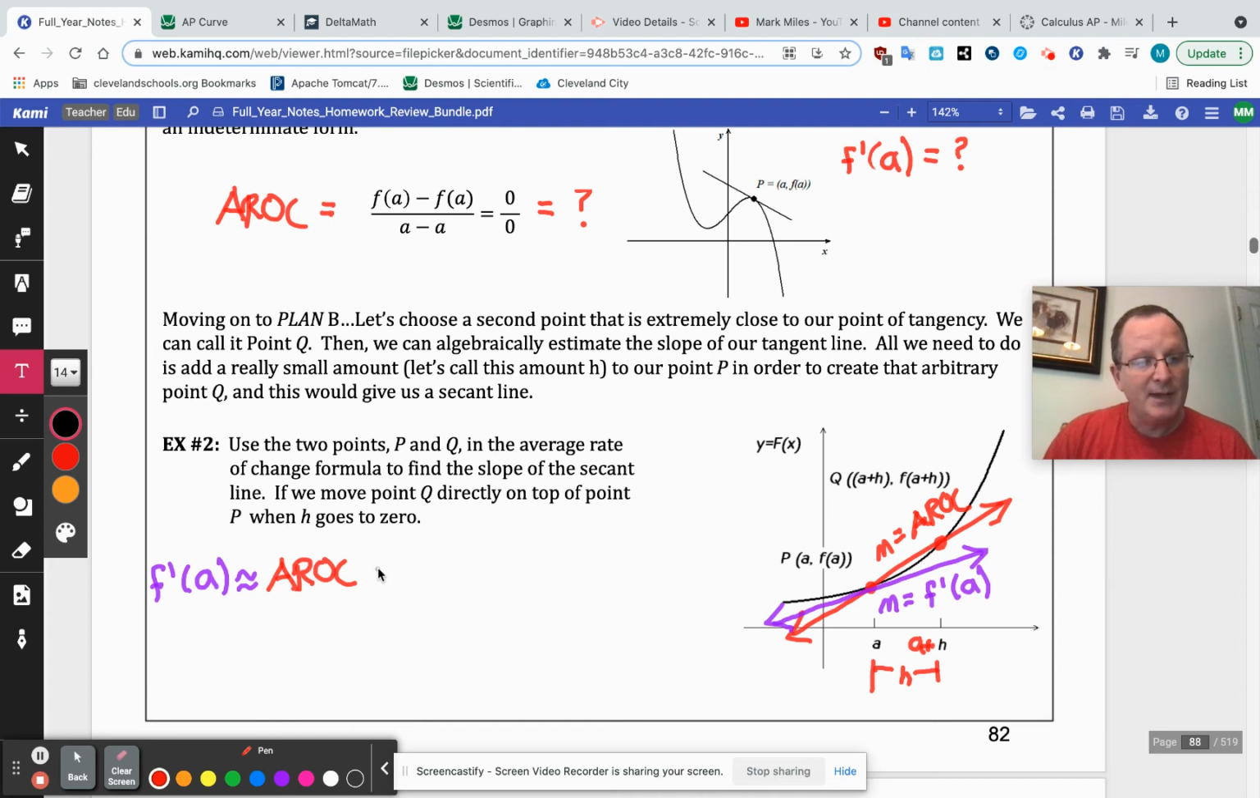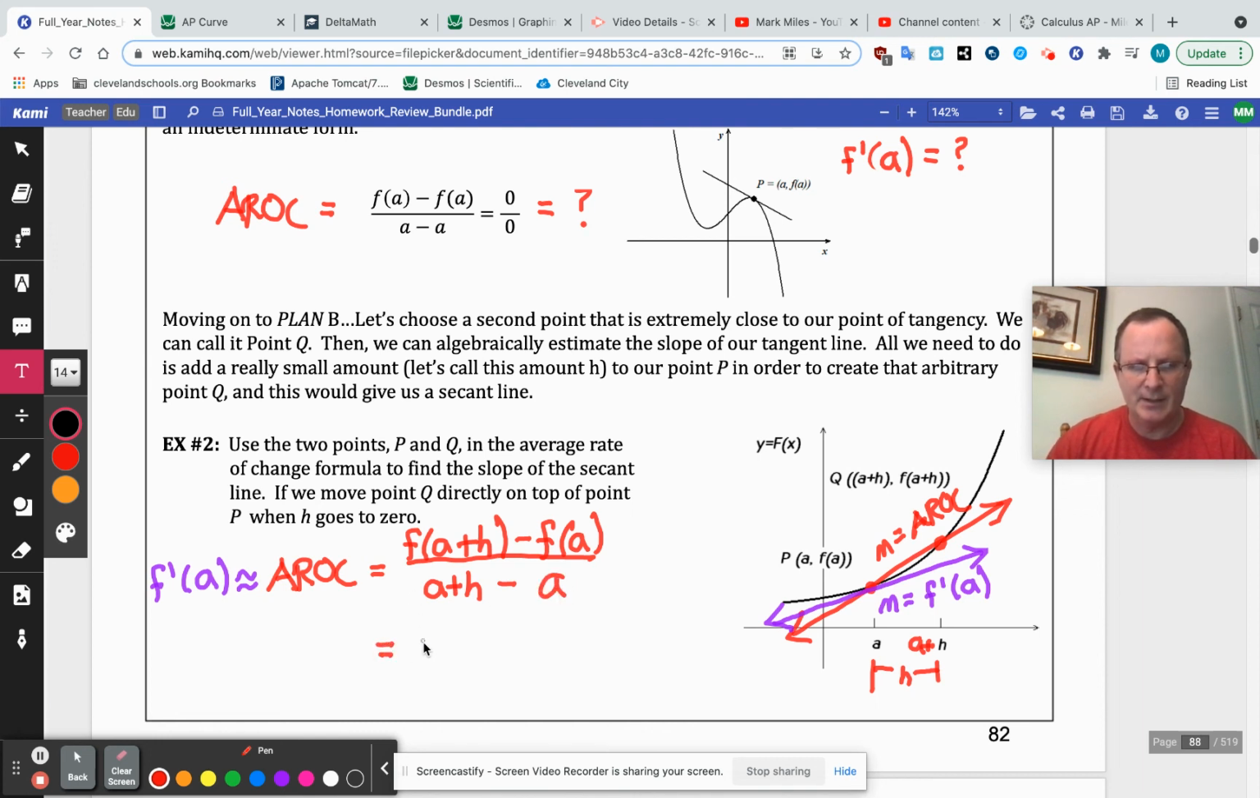But we do have this now. Our instantaneous rate of change at A is about equal to our average rate of change between those 2 points. And here we go. Y2, I'm going with the red, Y2 is f of A plus H, minus Y1, which is f of A. This is just old school slope. So y2 minus y1, and on the bottom, it would be x2, which is A plus H, minus A. If you'll notice, these match up down here without the function notation. But that can clean up.